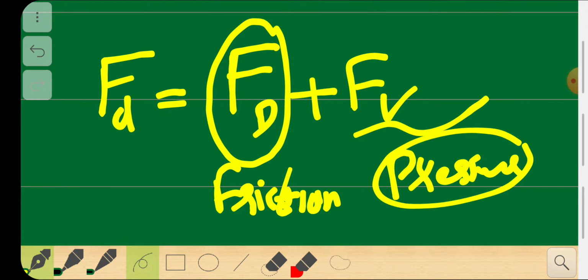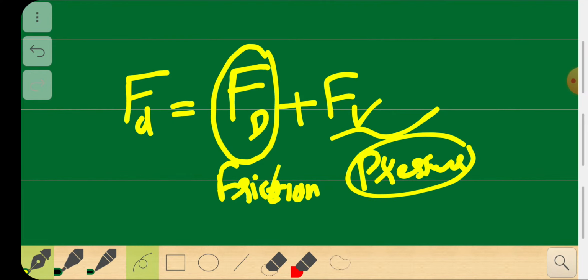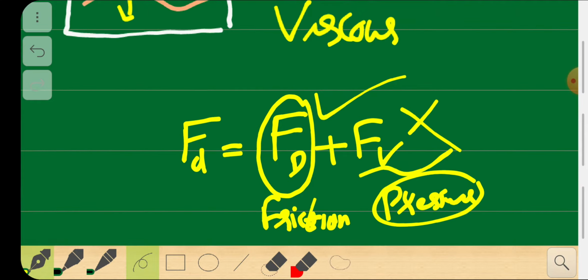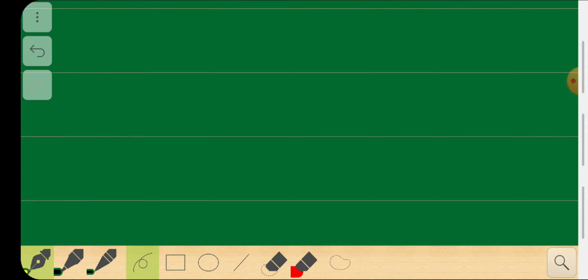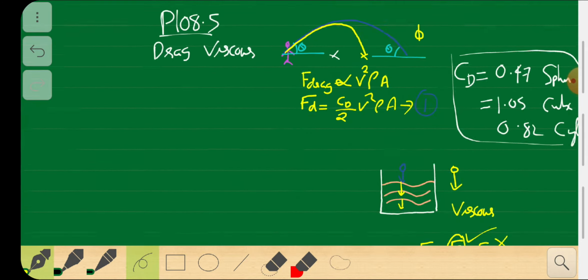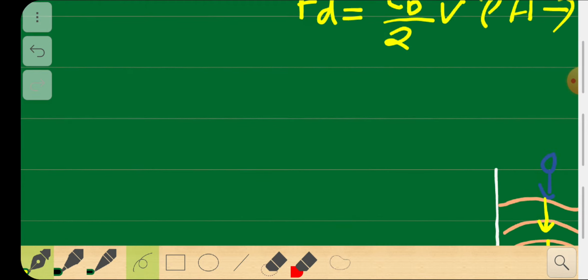So when the object starts moving faster and faster, this component is going to disappear and this component is going to take over. Okay, so the drag component takes over. Remember that. So what is the viscous component? There is a definite law called Stokes law.